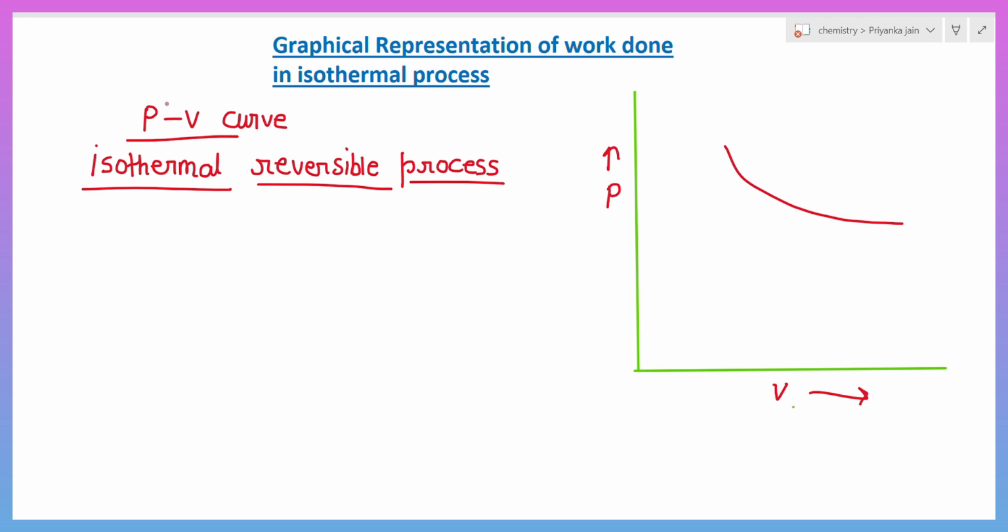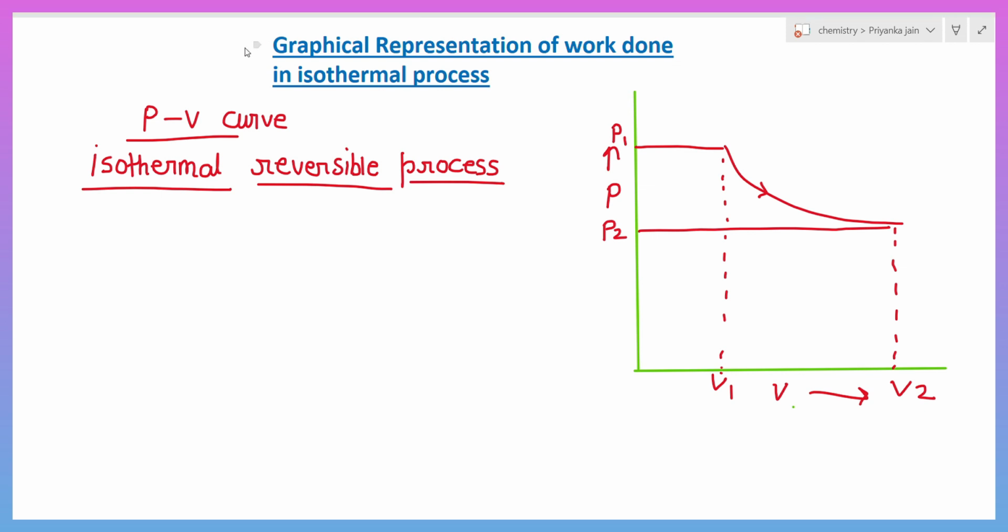Now we are getting such a curve. The area under this curve, this area. See here, this is the P1 pressure. This is actually an expansion process. The system is undergoing expansion and this is P2. Here this is V1 and this is V2. So the system is going from pressure P1 to P2, and in this process the volume is changing from V1 to V2. So we are getting a curve like this.